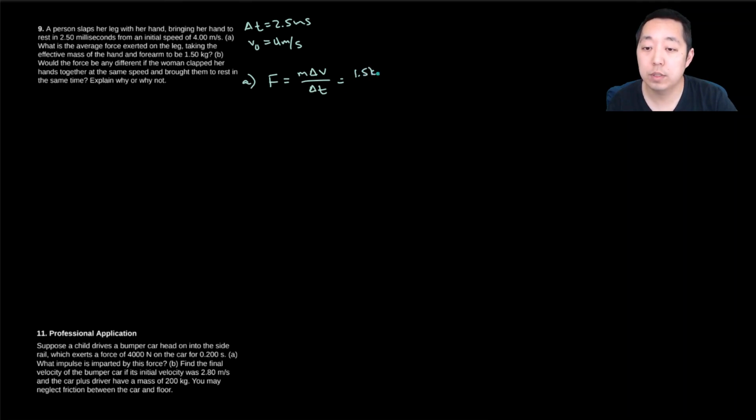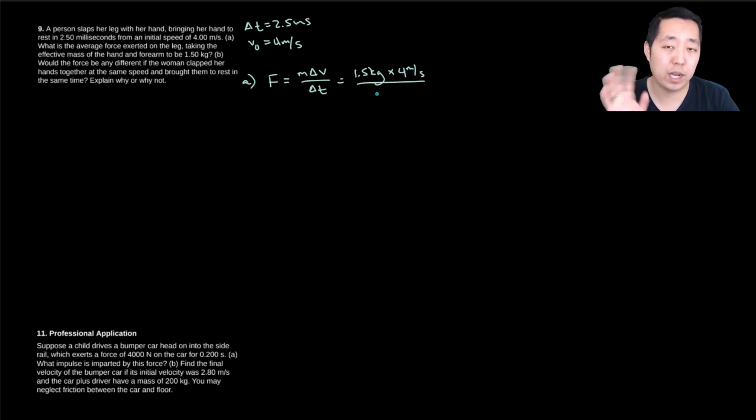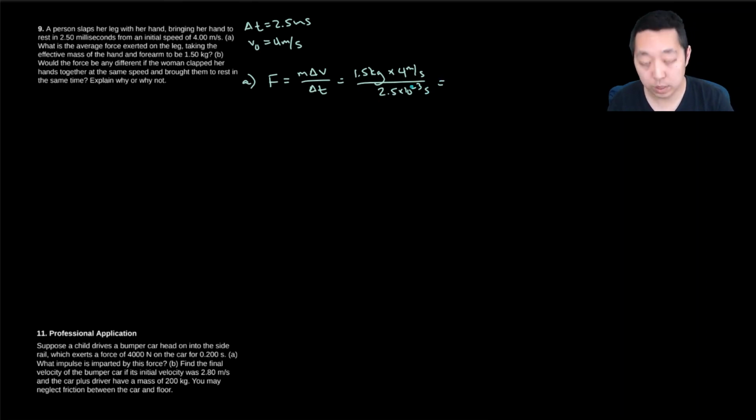1.5 kilograms. The change in velocity, it goes from v naught to rest, so we say 4 meters per second. Again, you could say negative 4. In this case, it doesn't really matter what you mean by positive or negative force. That just indicates direction. 2.5 times 10 to the minus 3 seconds for the denominator here for t. And so I just multiply that: 1.5 times 4 divided by 2.5 e minus 3. 2,400 newtons.